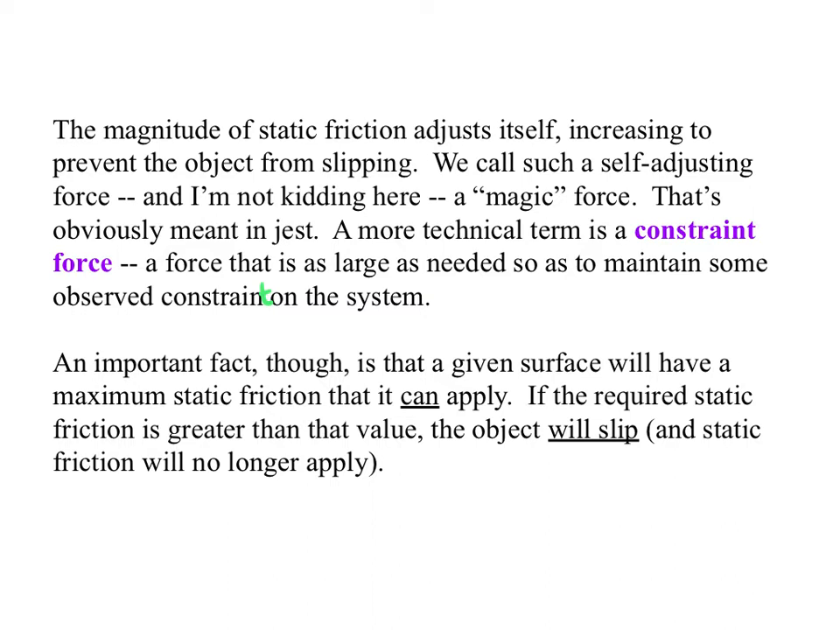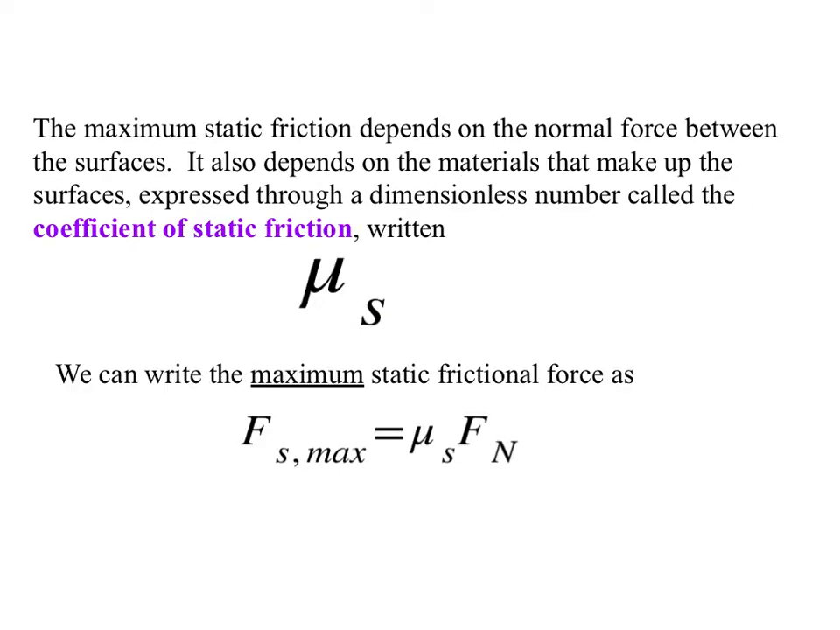An important fact, though, is that a given surface will have a maximum static frictional force that it can apply. In other words, it can't always keep pushing back. Sometimes it sort of just gives up. If the required static friction is greater than that value, the object will slip, in which case static friction will no longer apply. The maximum static friction depends on the normal force between the surfaces. The harder you push two things together, the less likely they are to slip past each other.